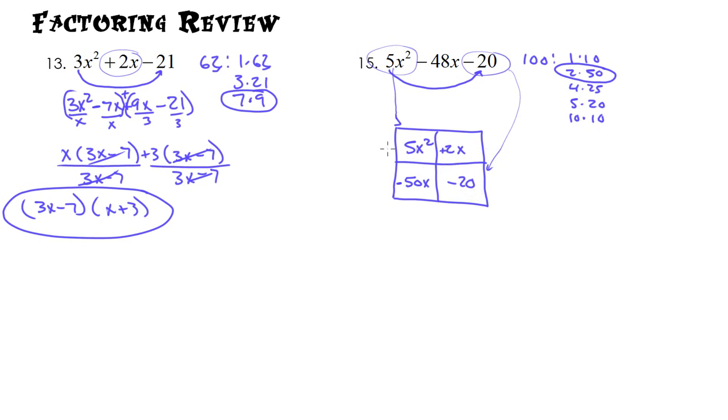Okay? Now what we're going to do is we're just going to factor on each row and each column. So 5x and 2x have an x in common.